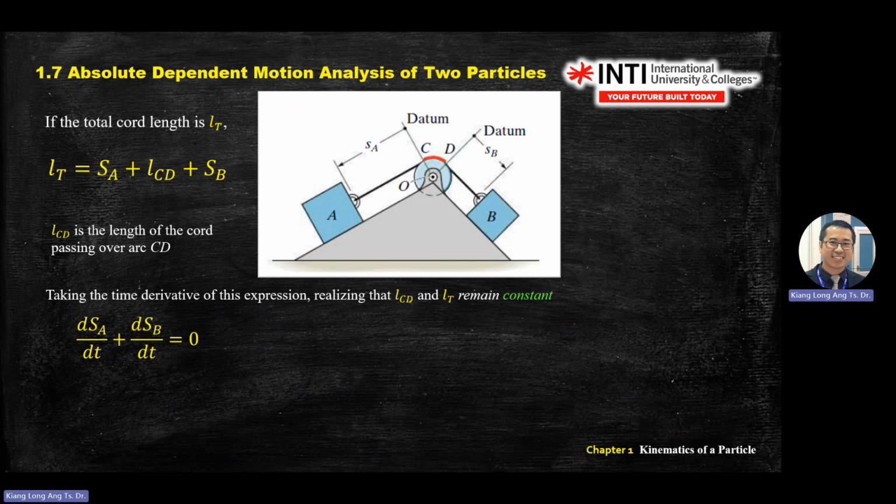So for a pulley system, the standard operation is: first, calculate the total length. Second, differentiate the whole thing, the equation of the total length, with respect to time. Remember, total length doesn't change unless the question tells you the total length with the equation. Then you put your equation here, leave the right side 0, and you arrive at this equation. What is dSA/dt? Velocity of A. The dSB/dt is velocity of B. You put them together, you get the relative velocity.